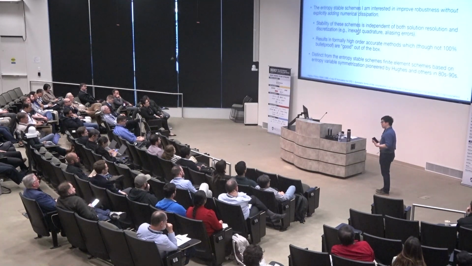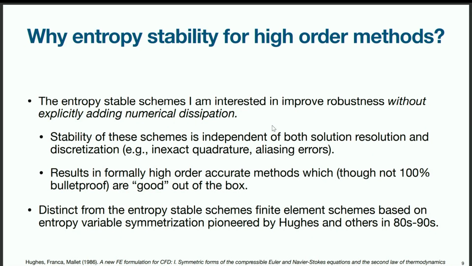So I'd like to argue that these are gaining popularity and they're becoming more of interest beyond the academic circle because they exactly address this issue of robustness and reliability. Basically, in a nutshell, they improve robustness, but they don't do so by adding numerical dissipation.